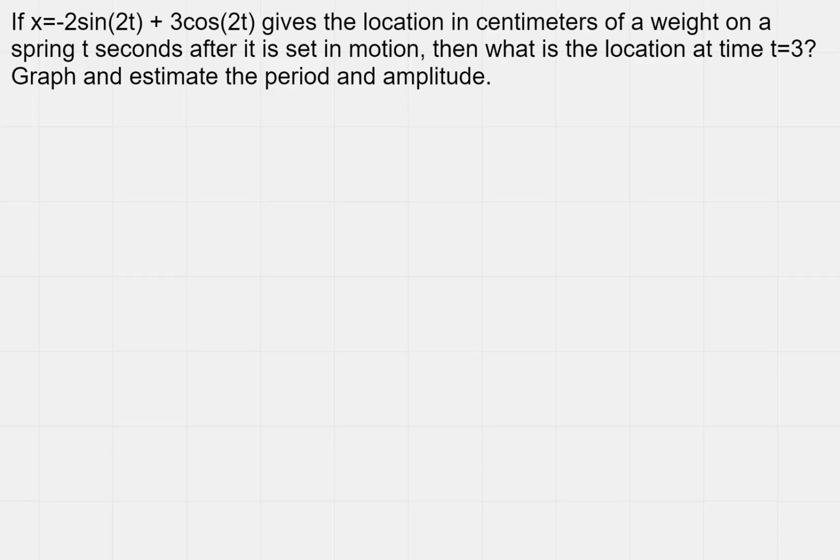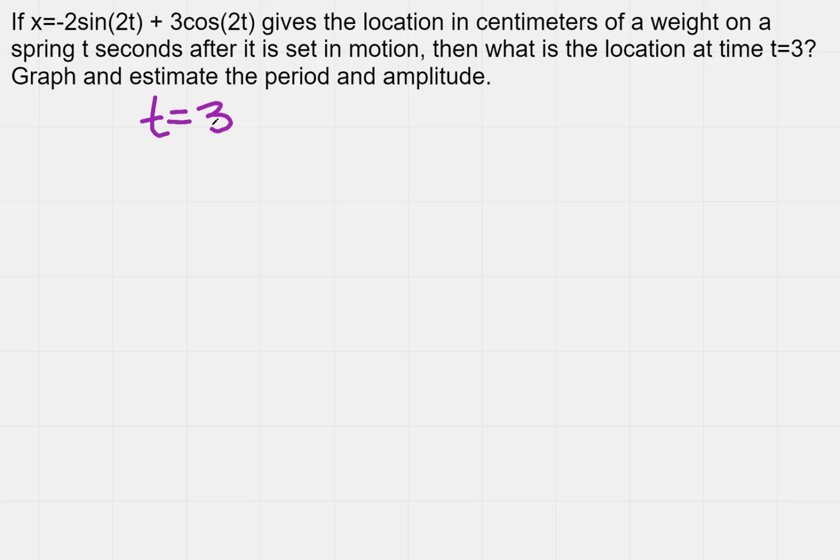If x equals minus 2 sine of 2t plus 3 cosine of 2t gives a location in centimeters of a weight on a spring t seconds after it is set in motion, what is the location at time t equals 3? So I'm going to stop right there because it's already asked us something about t. So what it's done is it's told us that t equals 3.